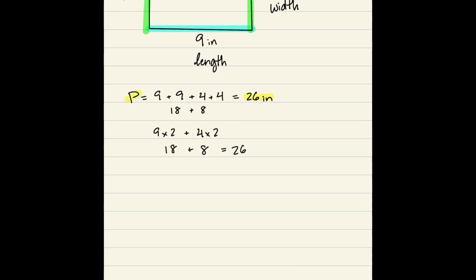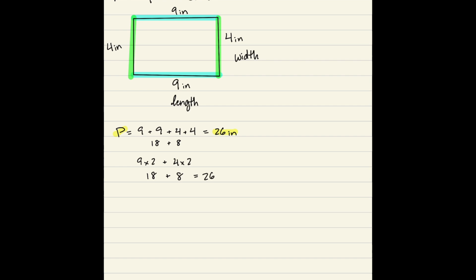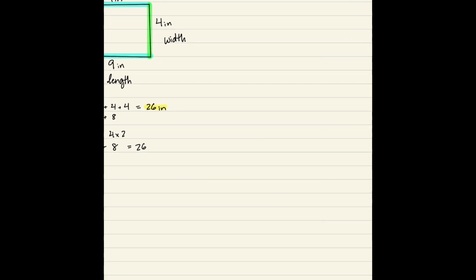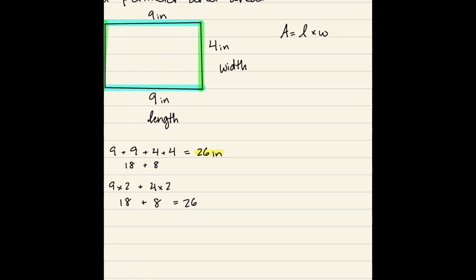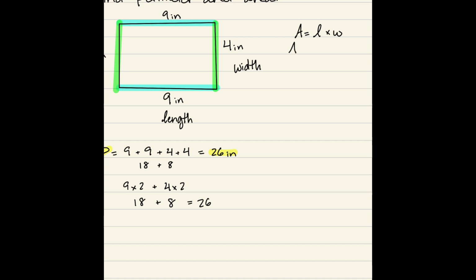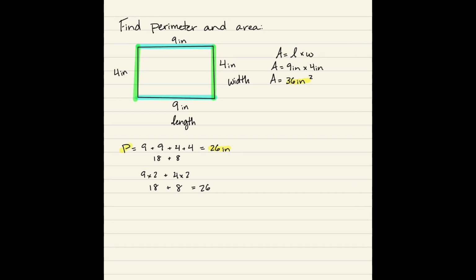Now we're going to move on to area. Well, we already know all of the information that we need to know for area, because we know that area is equal to length times width, and we have both our length and our width. So we can say our area is going to be equal to 9 inches times 4 inches, which gets us to 36 inches squared. And just like that, you have both the area and perimeter of this rectangle.